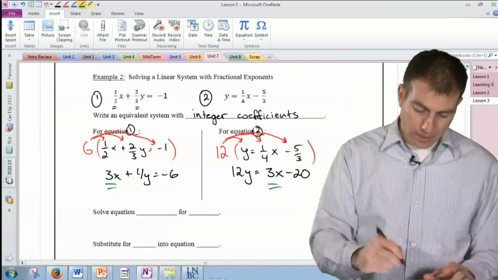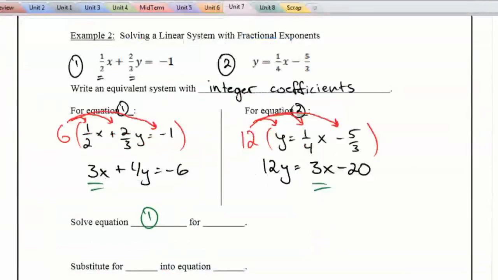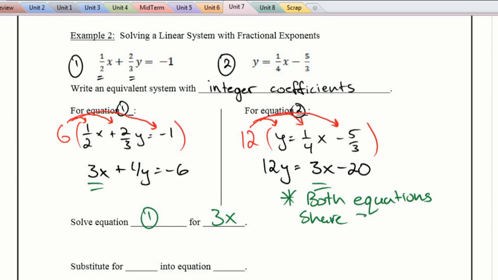So if we take equation number 1, and instead of solving it for just x, we solve for 3 times x. So just write a little note in here. Both equations share 3x. So we're going to use that to our advantage.